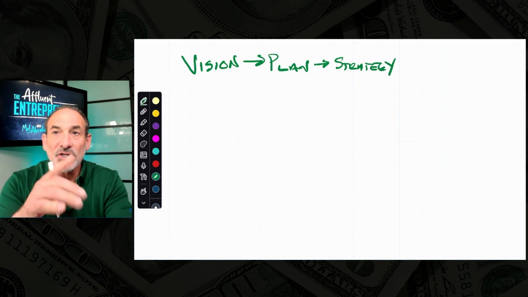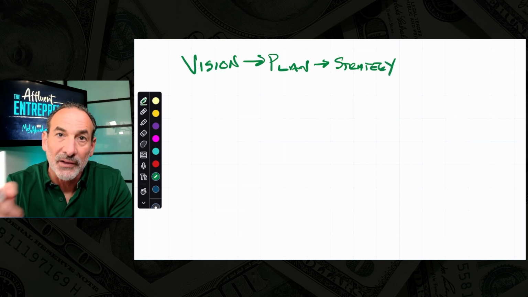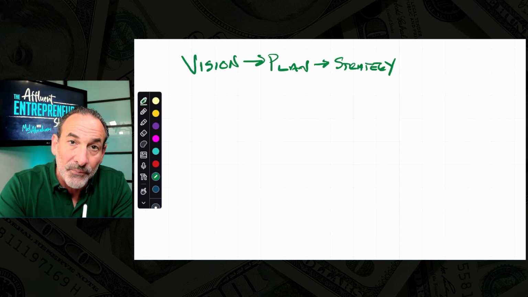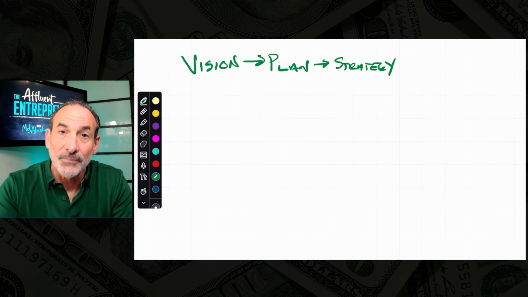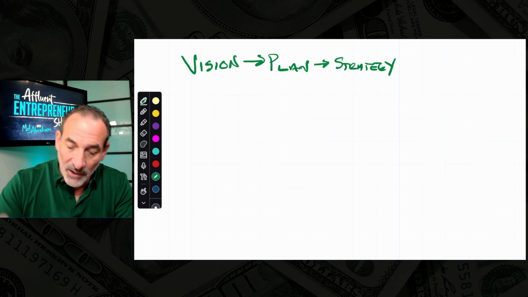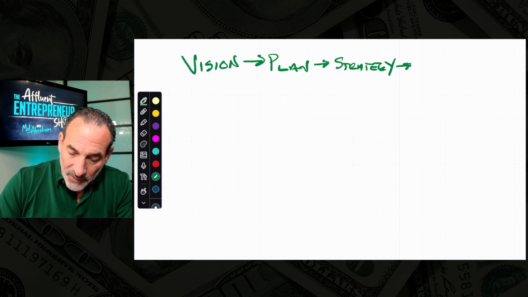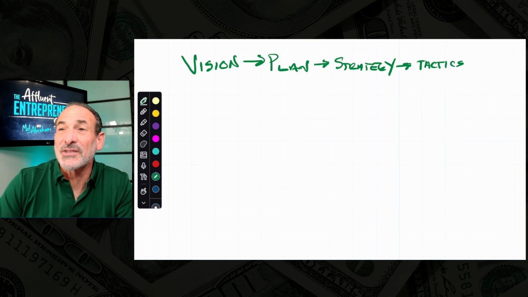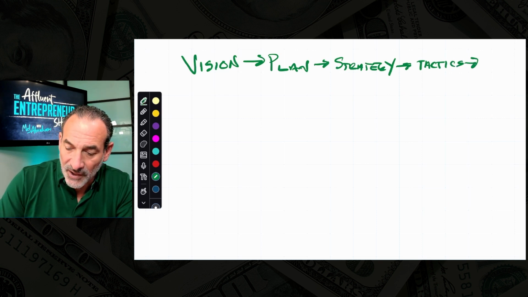Okay? What's the strategy we need to make the plan a reality, to have the vision come true? And then we can look at what are the tactics. These are the investments and the stuff that we're doing. And then from the tactics, we can look at the actions.